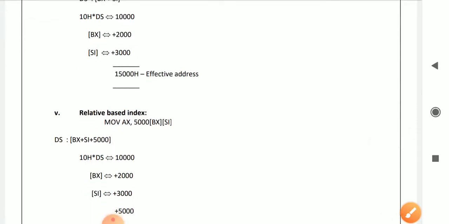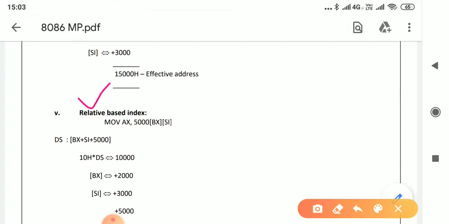Relative base index. Remember the term relative is coming here, so definitely there will be some displacement content. Okay, so 5,000 is coming. Based index, based means definitely there will be one base pointer or BX register, so BX is there. Index term is coming, so there is an index register.